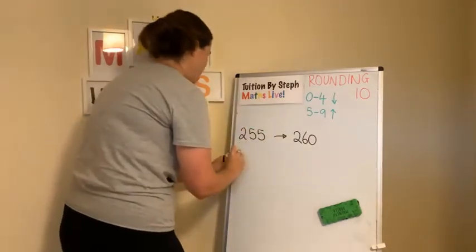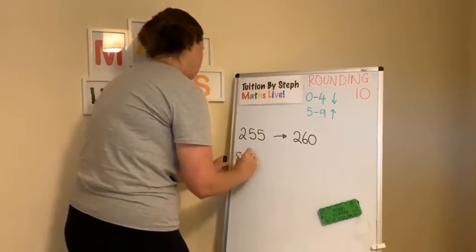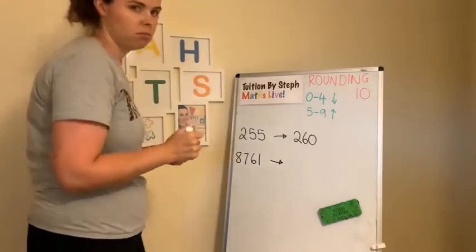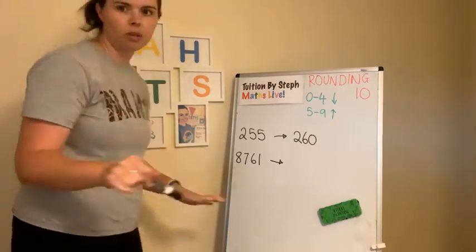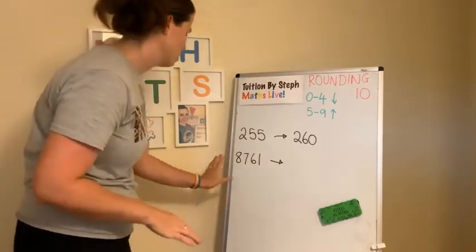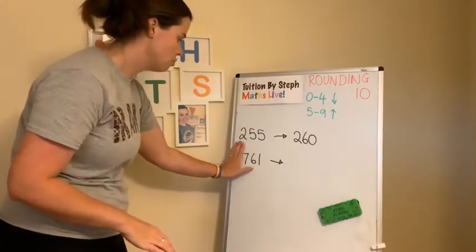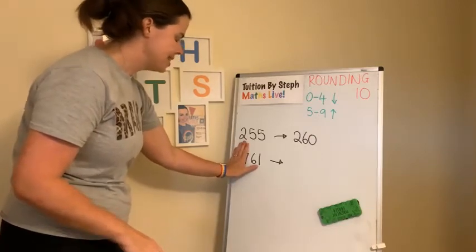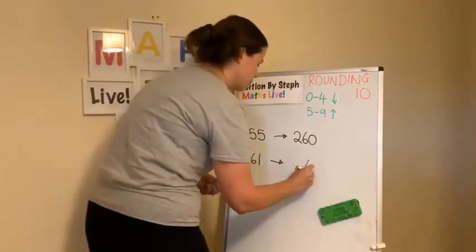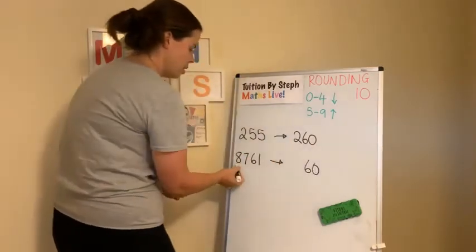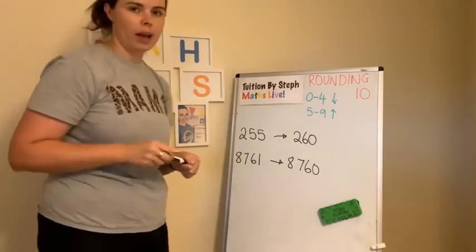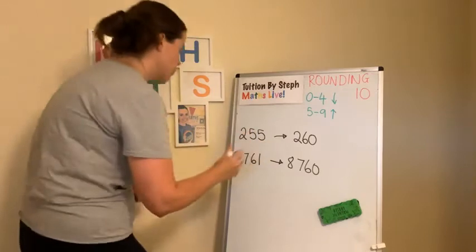You might have 8,761 and you have to round it to the nearest 10. Let's just focus on the 10s and the 1s because that's the only part we need at the moment. So I'm not only going to ignore the hundreds, I'm going to ignore the thousands as well. 61 to the nearest 10 is 60. Similar to above, and then we just put the number in before that. Okay, show you one more.